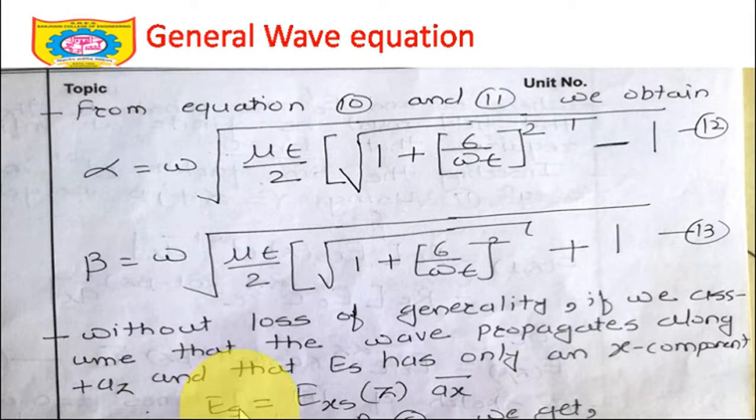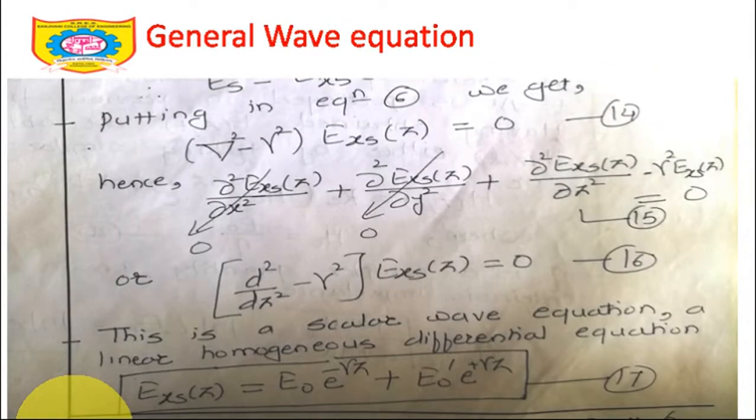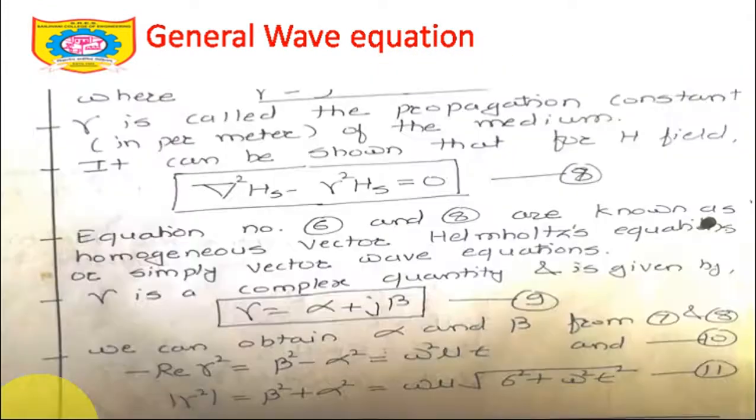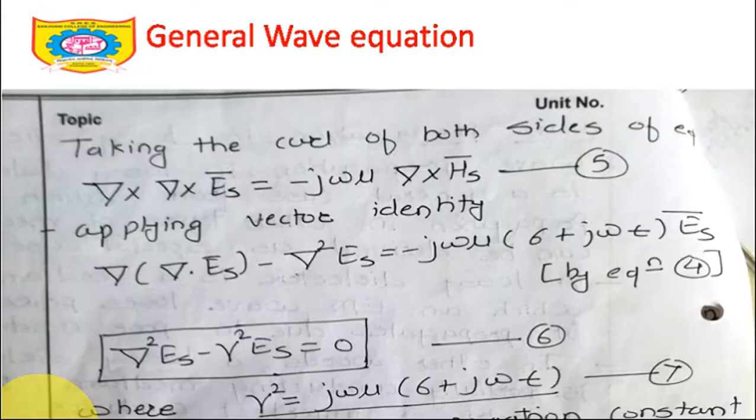And what is this Es? Es represents the electric field component in the phasor form which is along the ax bar direction. So let's sort it out by putting it in equation number 6. What is our equation number 6? Let's go back to equation number 6.